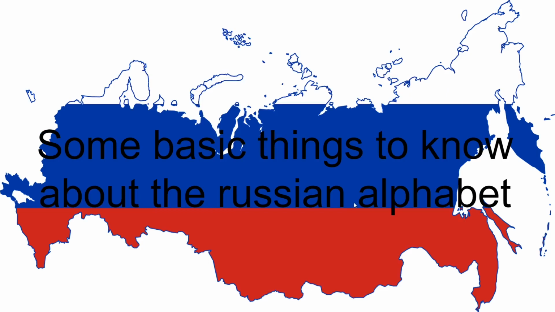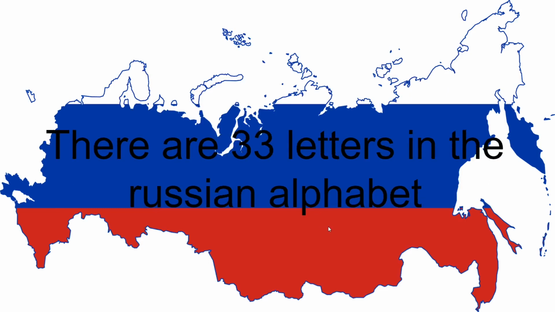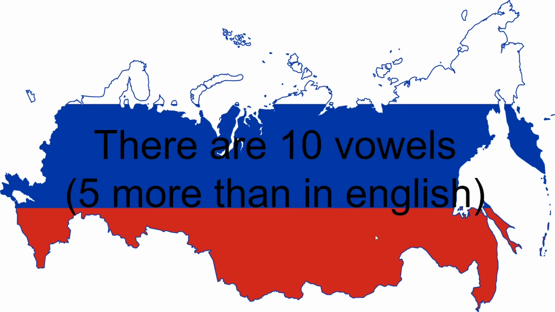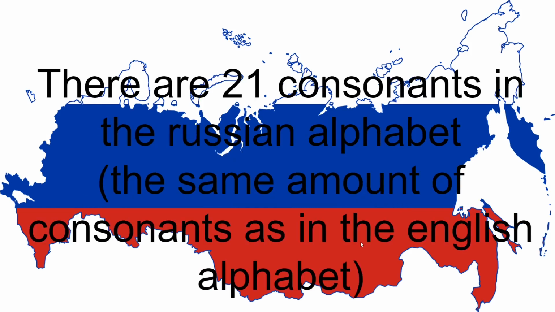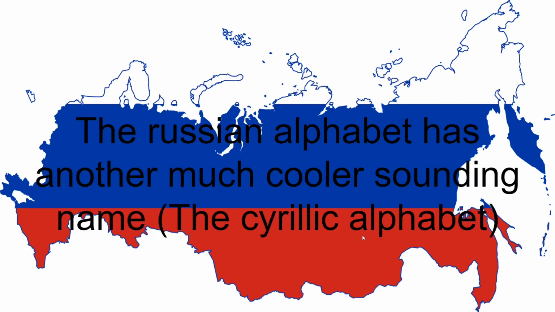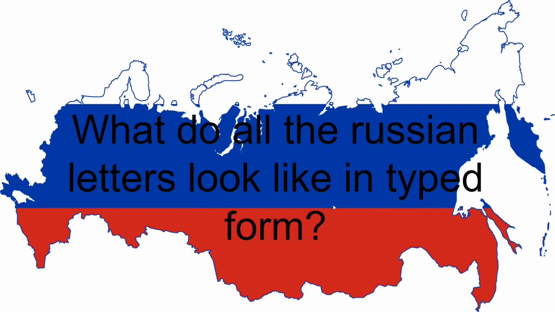Moving on, some basic things to know about the Russian alphabet. There are 33 letters in the Russian alphabet, 10 vowels, which is 5 more than in English, and there are 21 consonants, which is the exact same amount of consonants as there are in the English alphabet. The Russian alphabet has another much cooler sounding name. It's known as the Cyrillic alphabet.